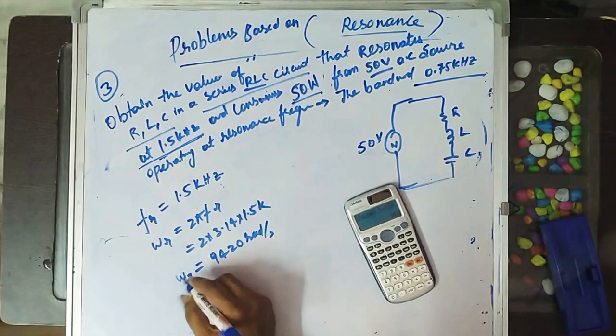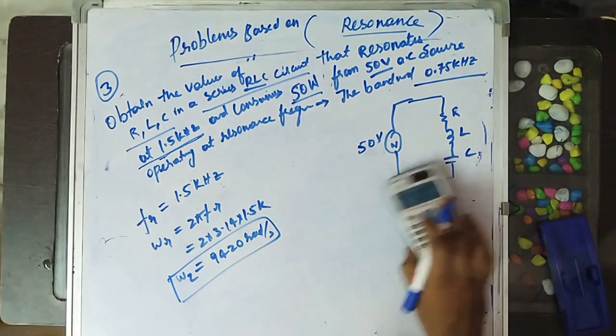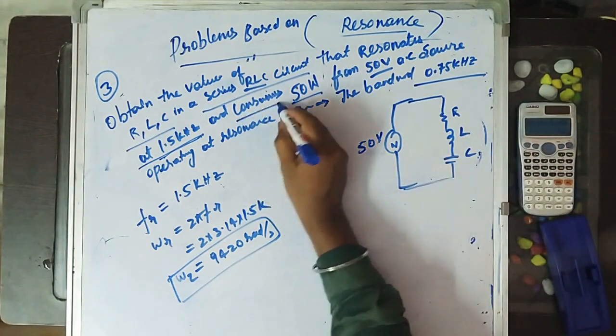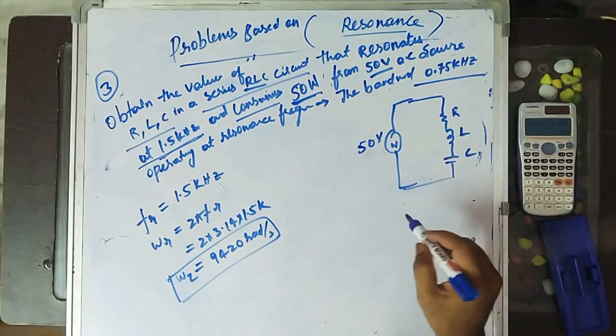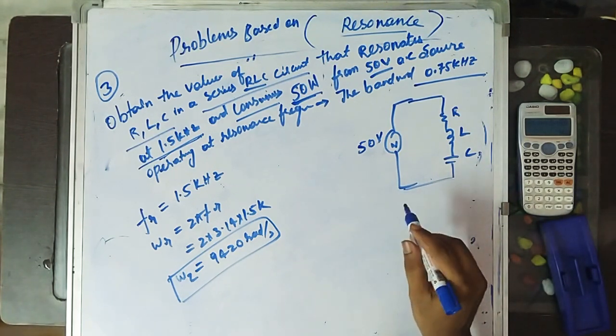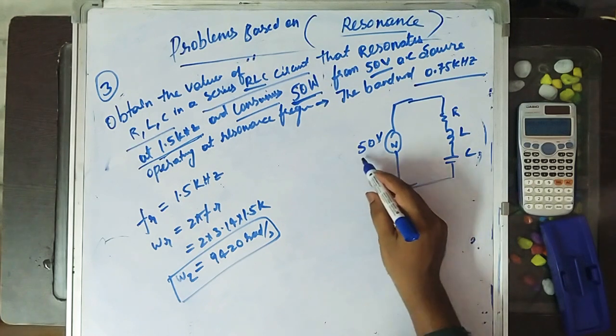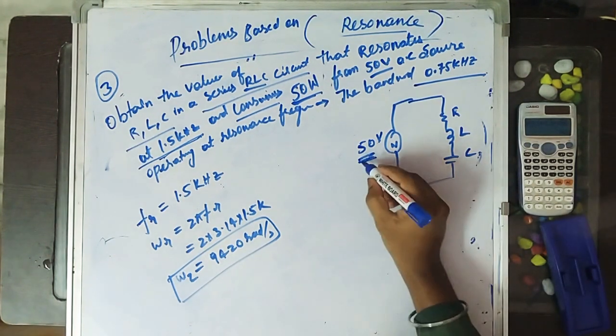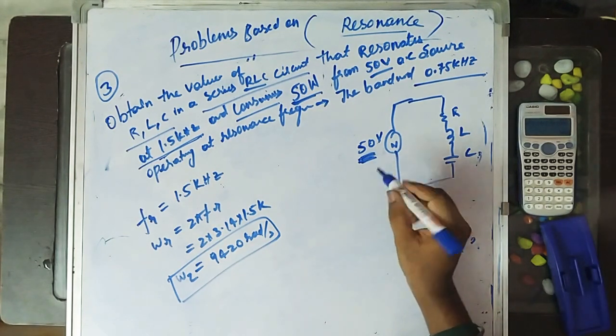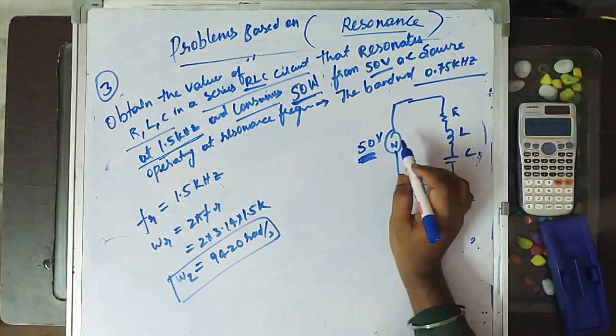This is omega R, the resonance frequency. They are giving that the circuit consumes 50 watts of power. At resonance, the circuit is consuming 50 watts from a 50 volt AC supply. At resonance, that means 50 volts is the maximum supply.